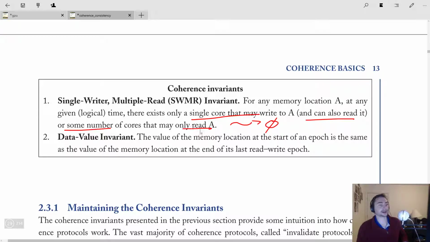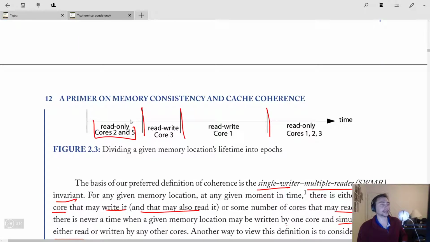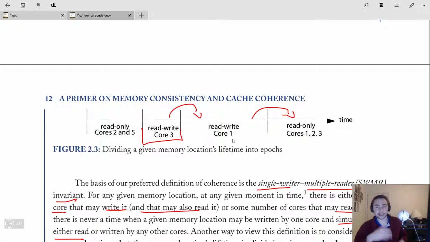So then there's the data value invariant. That ties a little better to the epoch side of things. The value of a memory location at the start of an epoch is the same as the value of that memory location at the end of the last read-write epoch. So let's look at the read-write epochs here. Here we have our first read-write epoch with core 3. And all this is saying is that when core 1 wants to do a read-write, it should have the value produced by core 3. Same thing here. As soon as we transition from this read-write epoch to this read-only epoch, cores 1, 2, and 3 should have this value. So it's really just a way of saying that whenever we end an epoch, everybody that is an actor, whether they're reading or writing, should have the most recent value.